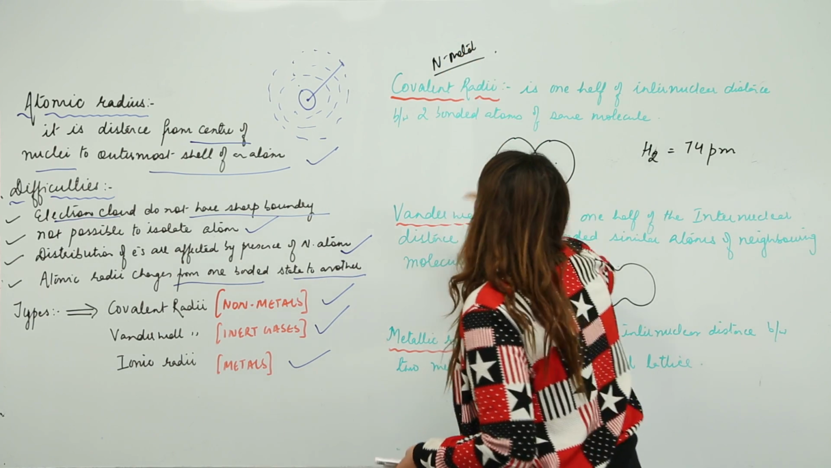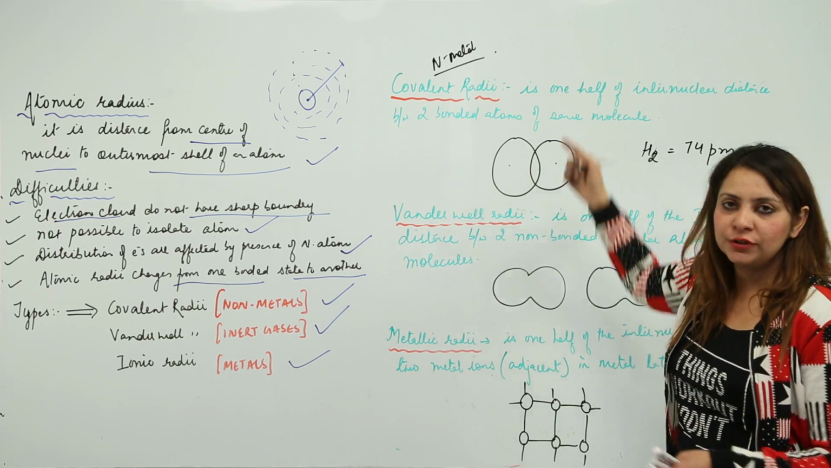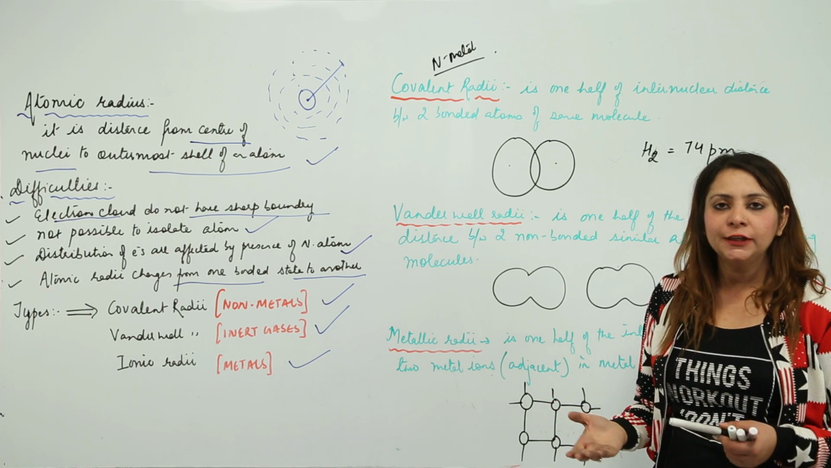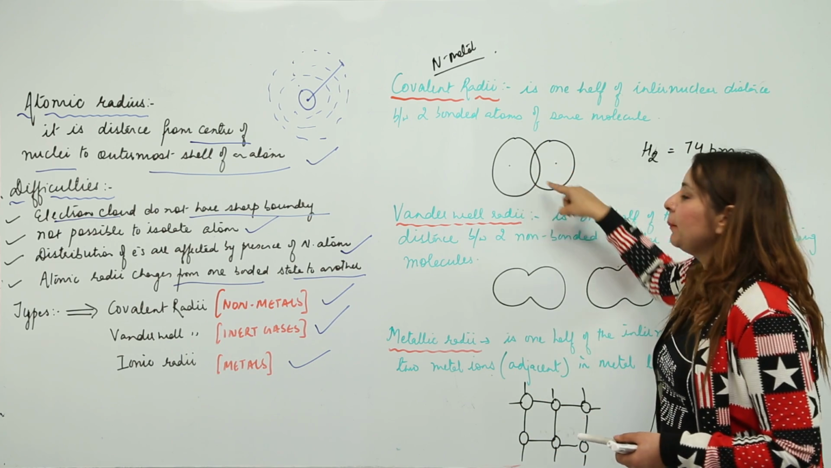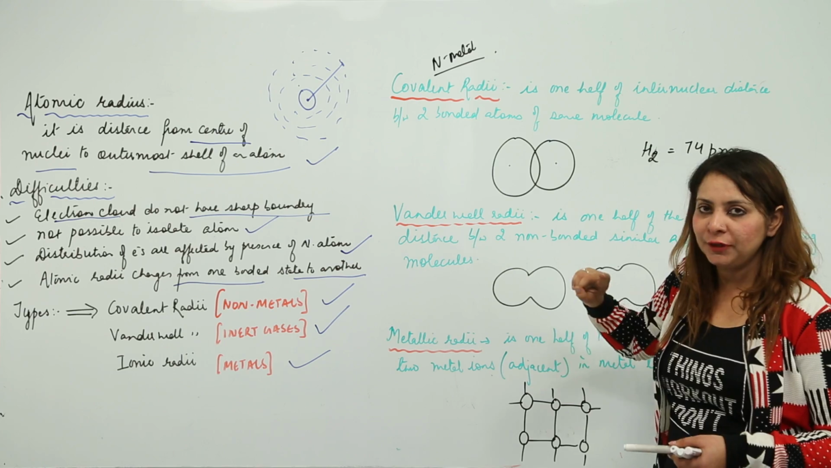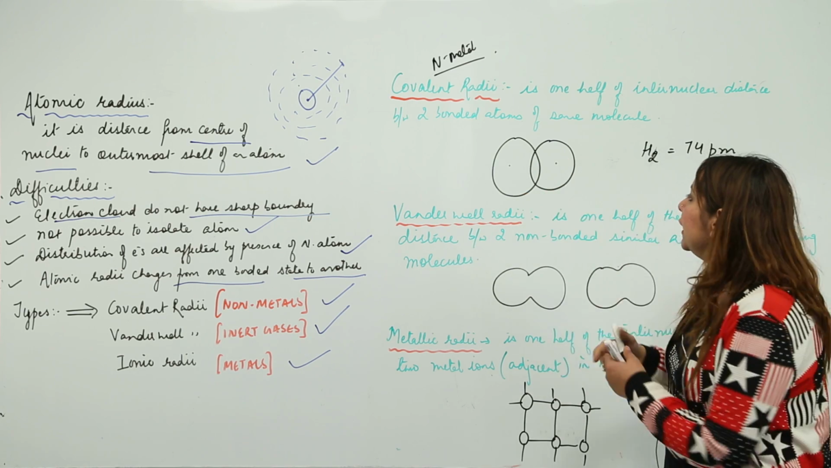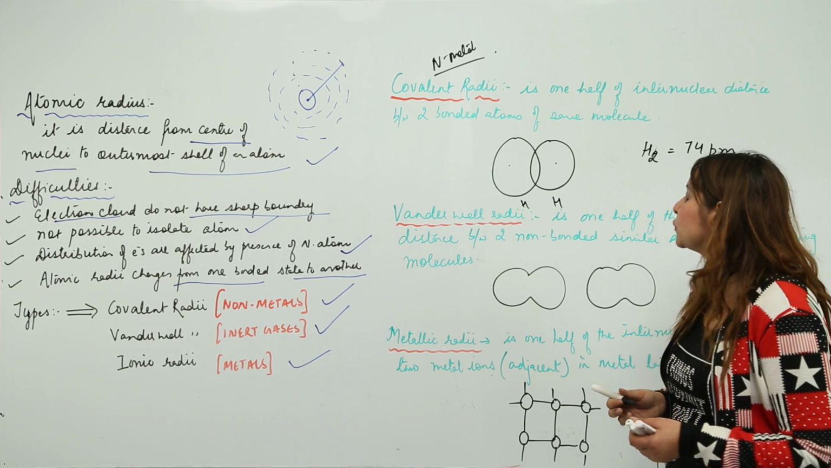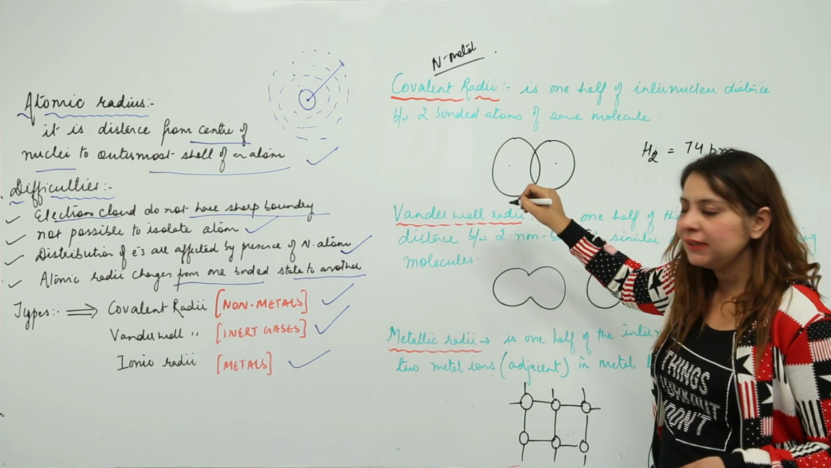So what is it? I'll just explain the figure, then we'll come to the definition. You know that whenever a covalent bond is formed, which is mainly formed by the non-metals, it is formed by the overlapping of the orbitals, like I have shown here. Let's say this is a hydrogen molecule formed by the combination of two hydrogen atoms. So this kind of overlapping occurs.